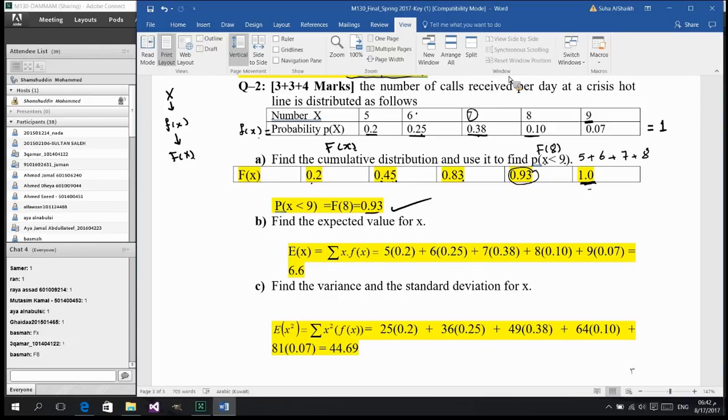Find the expected value. What does expected value mean? They want the mu. The mu is the sum of x times fx, which is the same as the expectation of x. x fx means 5 times 0.2, 6 times 0.25, 7 times 0.38, 8 times 0.10, 9 times 0.07. Multiply, do the sum, get the result. This is your expected value. This is my mean here.